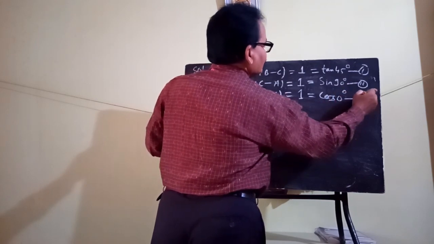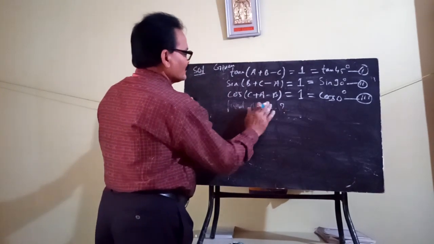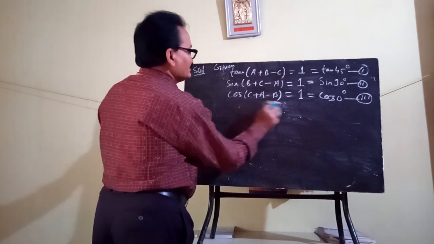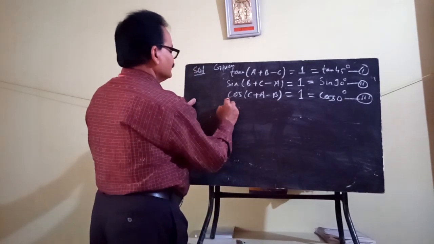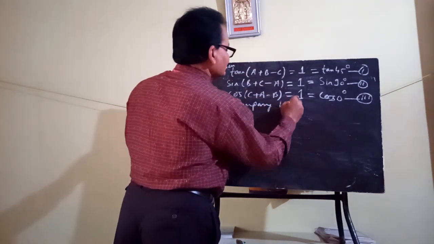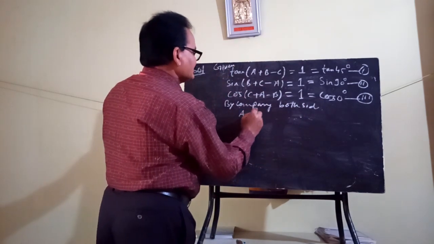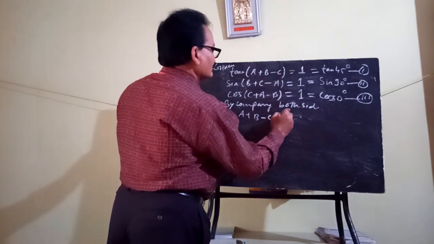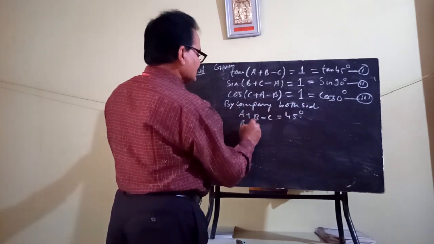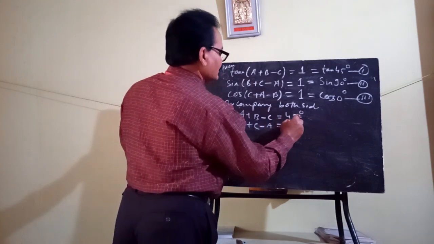Cos 0 degree is 1. So this is your equation 3. Now by comparing both sides, you see your a plus b minus c equals 45 degrees, and then b plus c minus a is your 90 degrees.